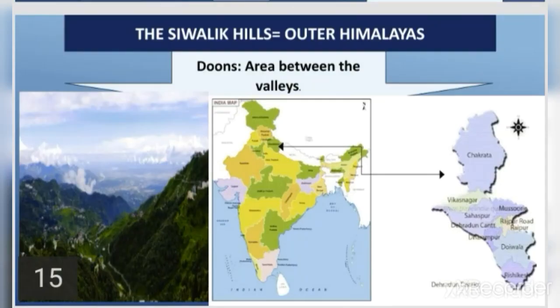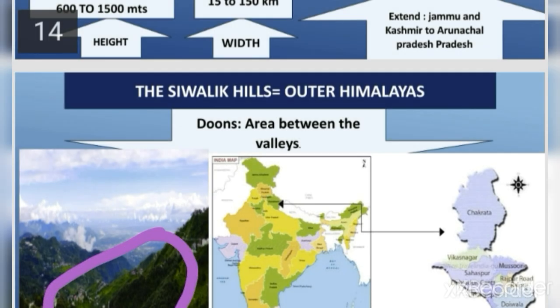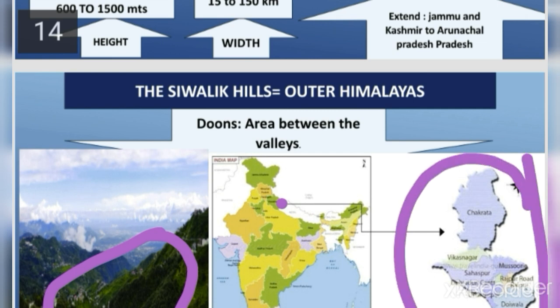Many domes can be seen in the Shivalik Hills. Domes means area between the valleys. The important domes are found here in Dehradun. This is a dome here, you can see in this picture. And Dehradun, it is in Uttarakhand here, one of the districts of Uttarakhand. This is the whole district of Dehradun.